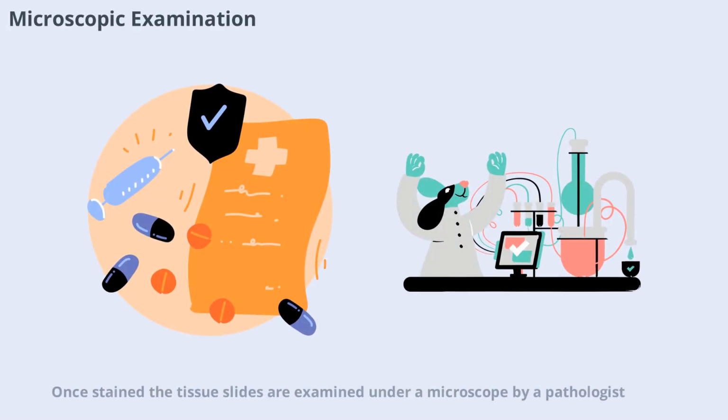Once stained, the tissue slides are examined under a microscope by a pathologist. This is where the expertise of the pathologist comes into play. They assess the architecture of the tissue, the appearance of individual cells, and the presence of any abnormal features. Key indicators such as cell size, shape, and organization help determine whether the tissue is benign or malignant. The pathologist's findings are documented in a detailed report, forming the basis for the patient's diagnosis and subsequent treatment plan.